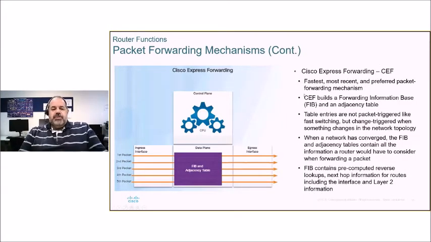And so with Cisco Express Forwarding, it's the fastest, most recent and preferred packet forwarding mechanism, called CEF. It builds a forwarding information base and an adjacency table. Table entries are not packet triggered like fast switching, but change triggered when something changes in the topology. When a network is converged, the FIB and adjacency tables contain all the information a router would have to consider when forwarding a packet. The FIB contains pre-computed reverse lookups, next hop information for routes, including the interface and layer 2 information.